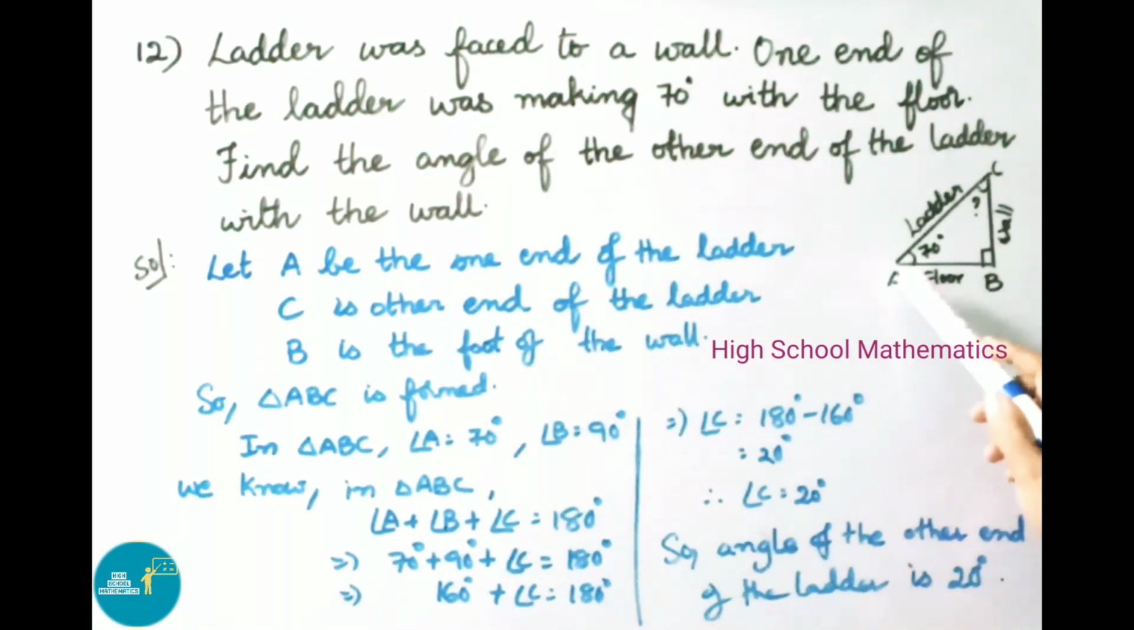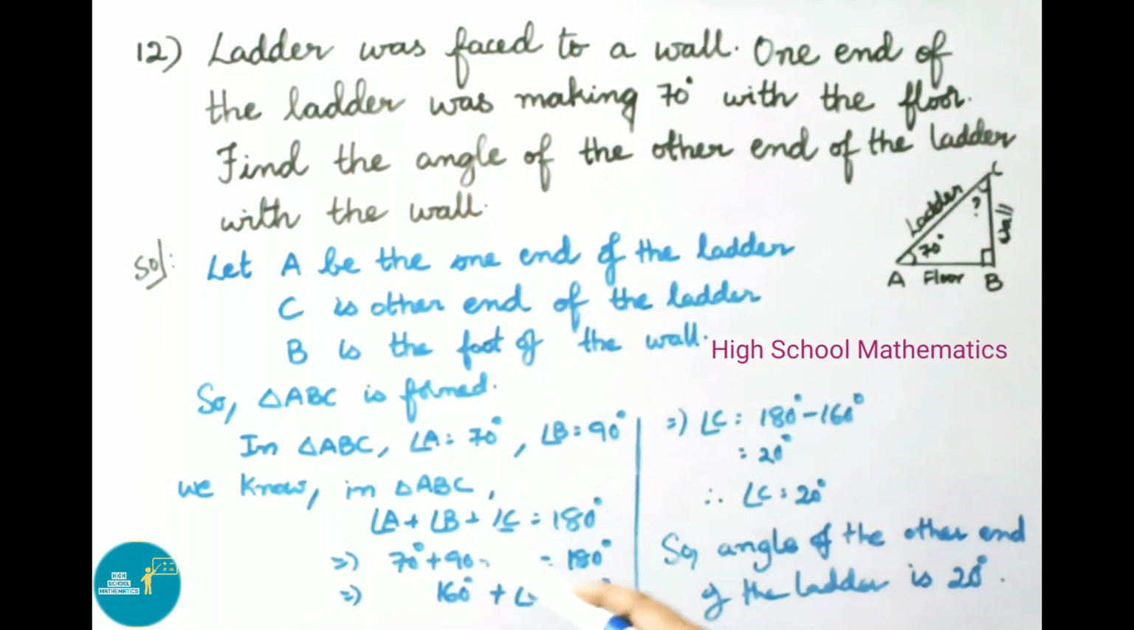Let A be the one end of the ladder and C is other end of the ladder and B is foot of the wall. So triangle ABC is formed. In triangle ABC, angle A is 70 degrees, angle B is right angle that is 90 degrees. We know in triangle ABC, sum of the angles in a triangle is 180 degrees. So angle A plus angle B plus angle C, that equals to 180 degrees.